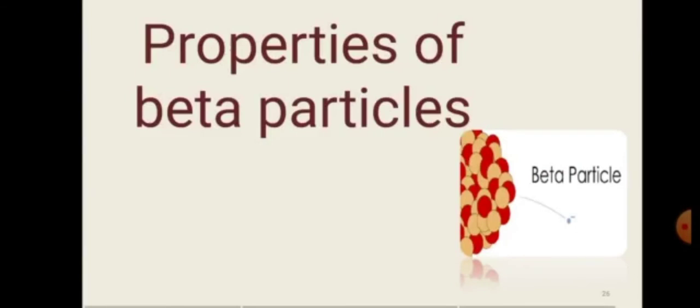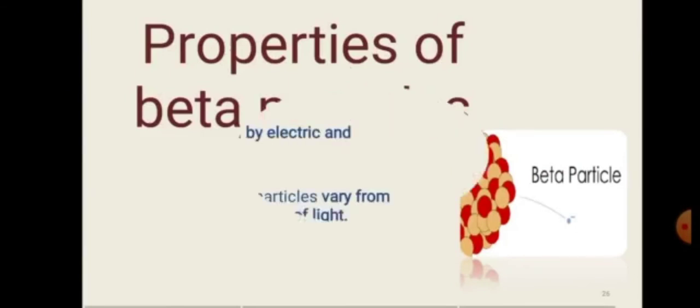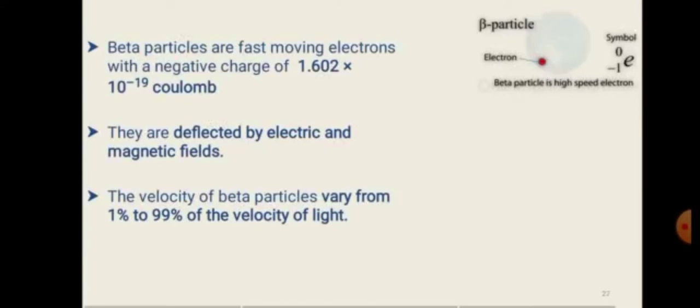Properties of beta particles. As we discussed, a beta particle is similar to an electron, so its charge is about 1.602 × 10^-19 coulomb. The beta particles are deflected by electric and magnetic fields, and the direction of the deflection shows that they are negatively charged.